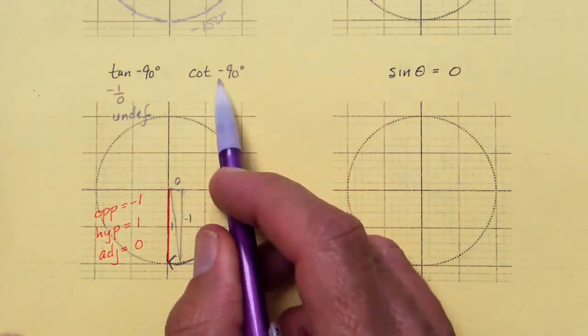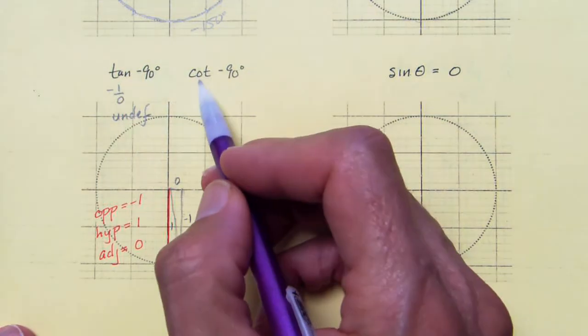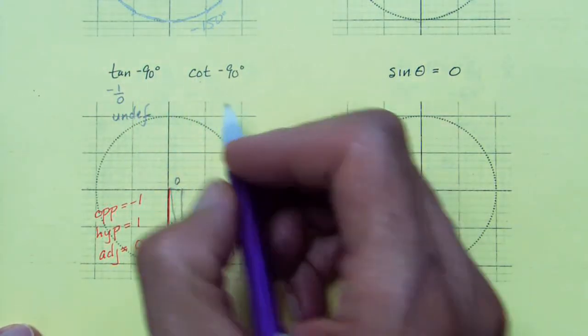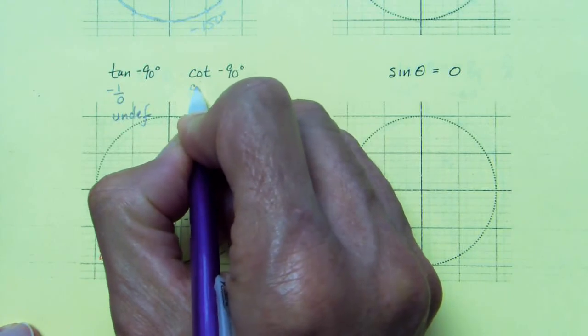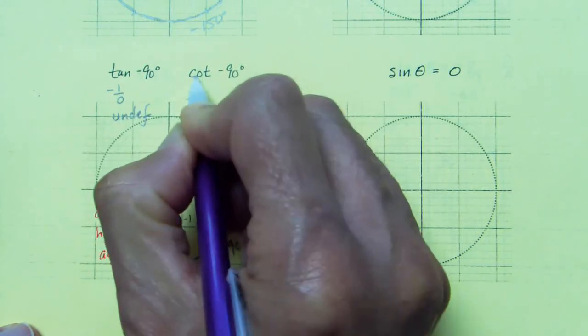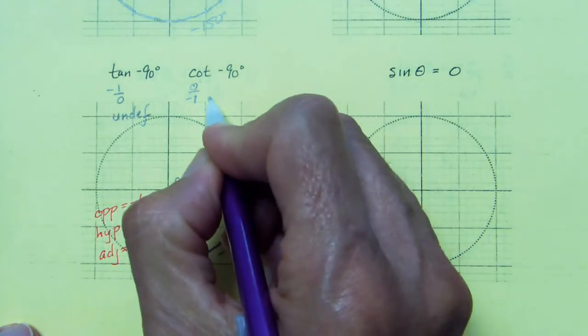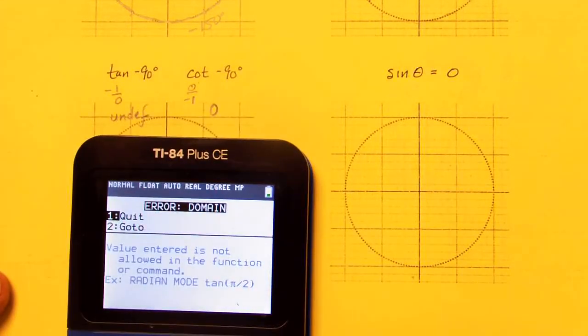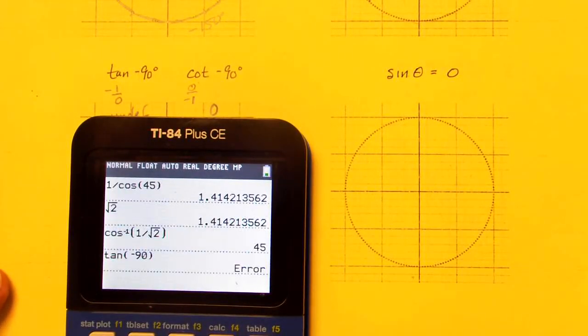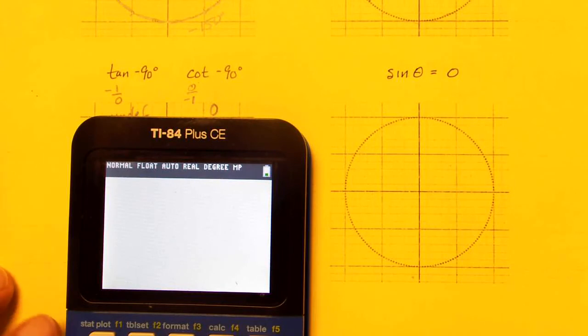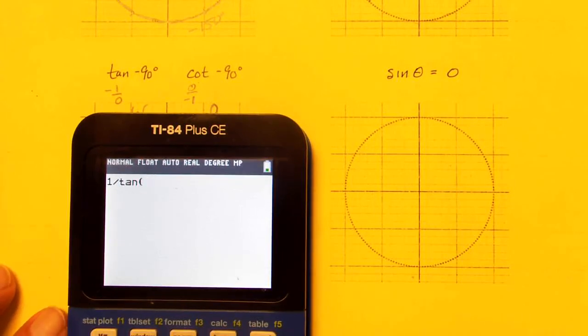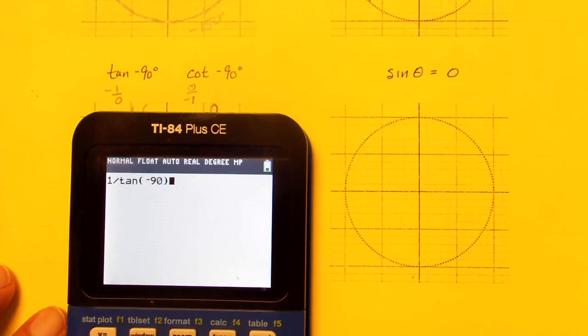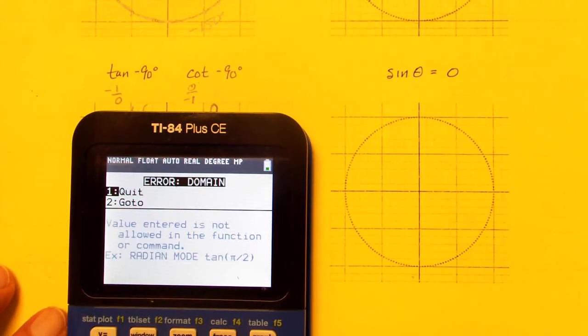So now cotangent, okay, cotangent is the reciprocal of tangent. So I would simply take these numbers and take the reciprocal. 0 over negative 1, and this is equal to 0. So the cotangent of negative 90 would be 0. Now, checking this on a calculator can get a little interesting. I'm going to go ahead and clear all that. 1 divided by 1 divided by tan negative 90. We'll see what it says. And once again, it says an error.